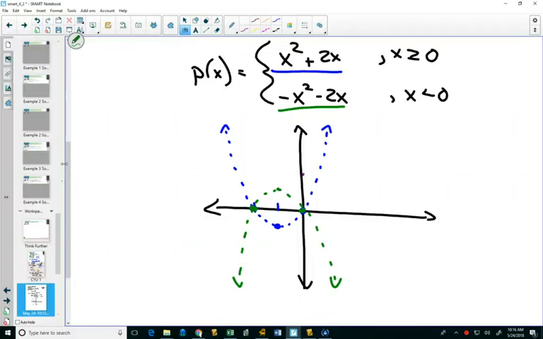What does my final graph look like? And I'll do my final graph, the whole thing in purple. What it says is take a piece of the blue graph and a piece of the green graph. Which piece of the blue graph will you take? Only when x is bigger than 0. That's the piece of my blue graph. Which piece of the green graph should I take? Only when x is less than 0. And so this is the graph of p of x.